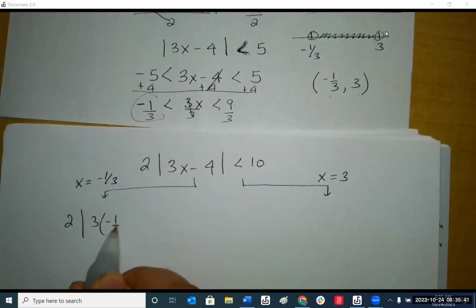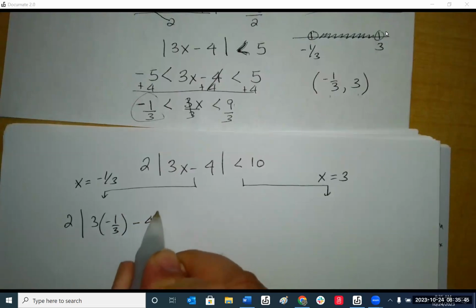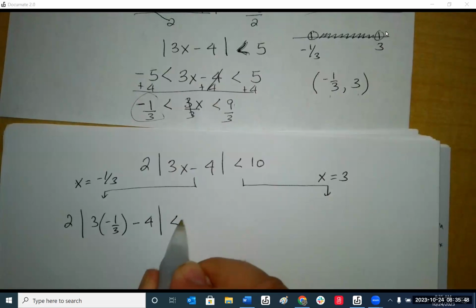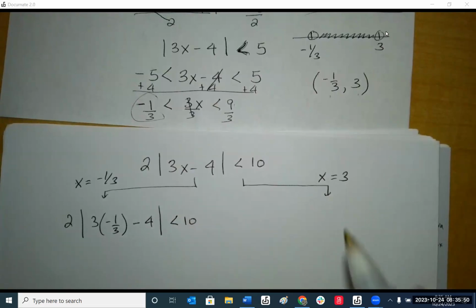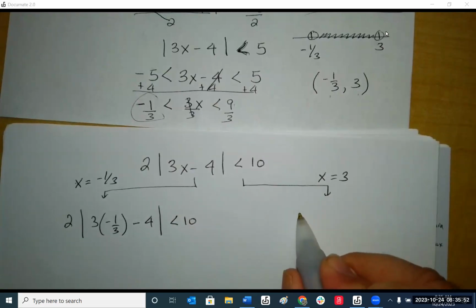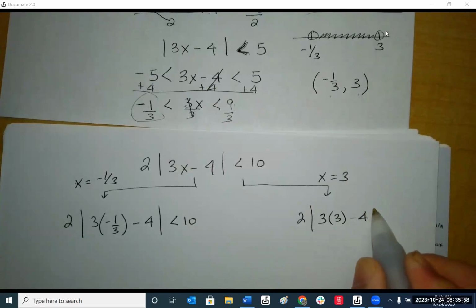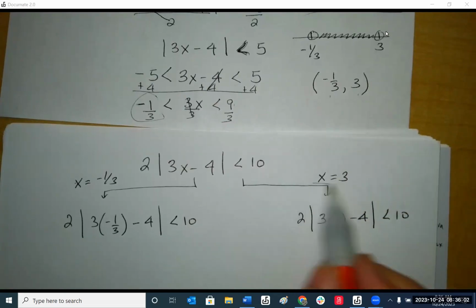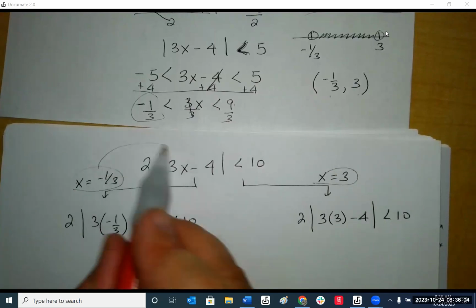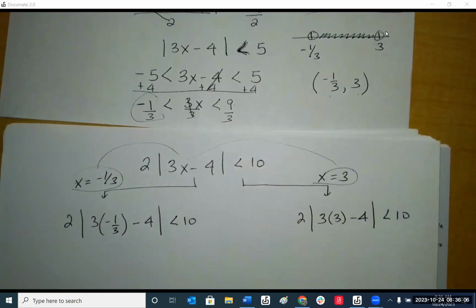Three times -1/3 minus 4. Is it less than 10? Three times 3 minus 4. Is it less than 10? So all we did was replace these two numbers in place of x in the original equation.